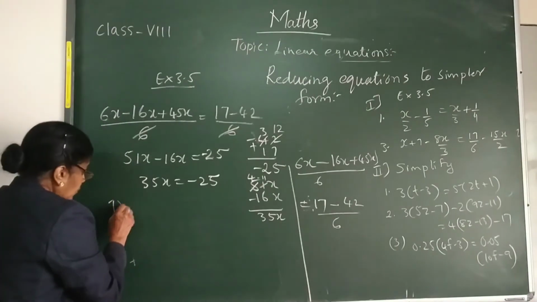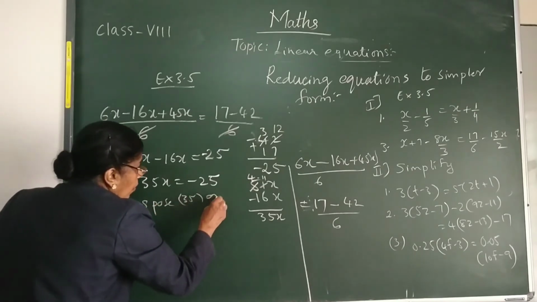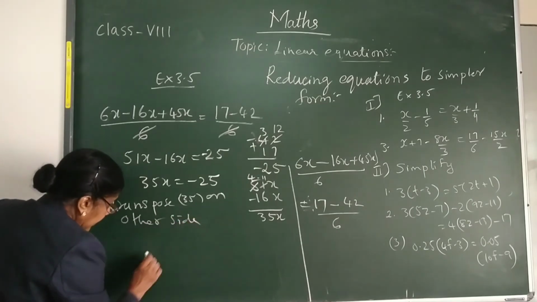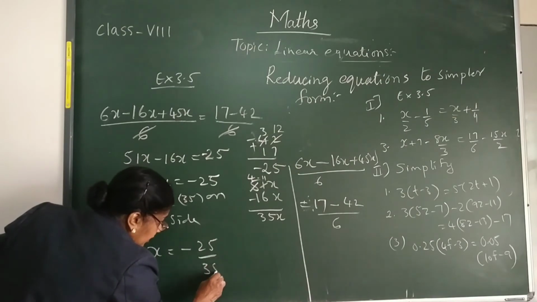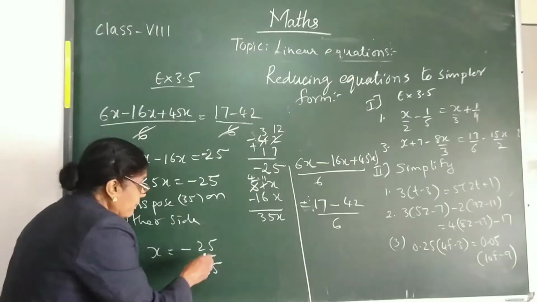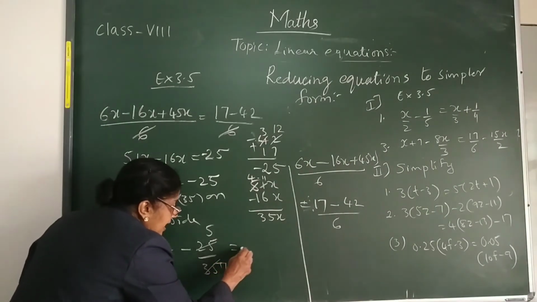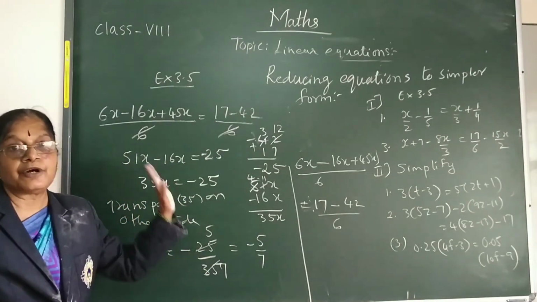So what are we going to do? Transpose 35 to the other side. So what will we get? x is equal to minus 25 divided by 35. We can cancel this, simplify this. 5 5s are 25, 5 7s are 35. So the last answer is minus 5 by 7. So this is how we have to solve it.